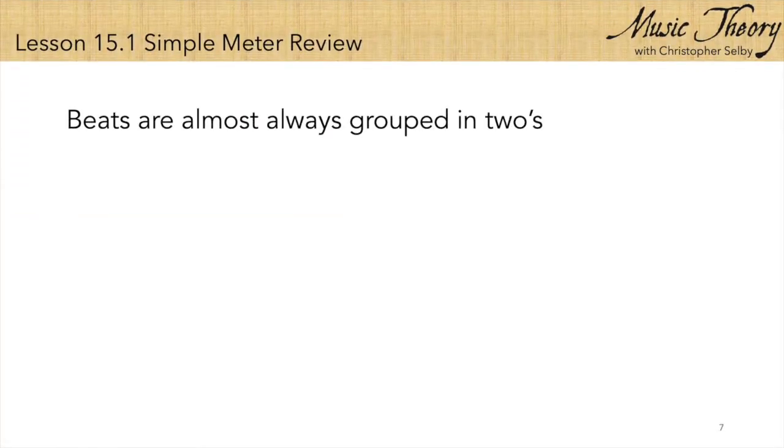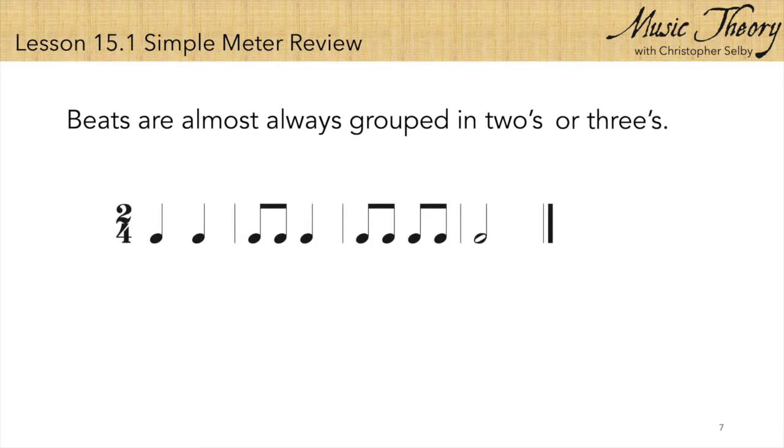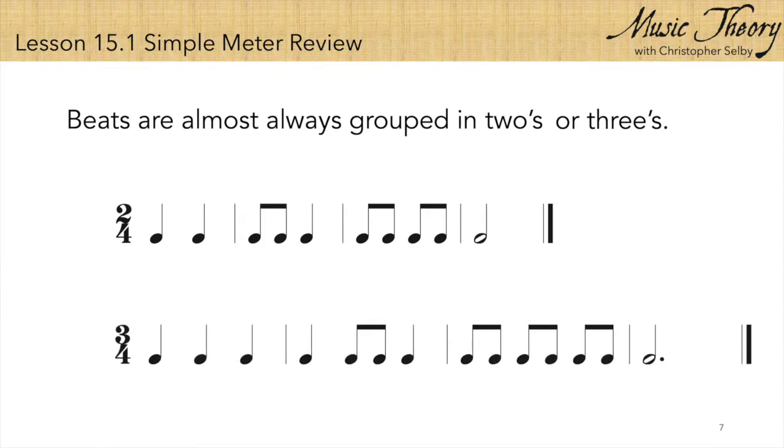Beats are almost always grouped in 2s or 3s. This example in 2/4 is counted 1, 2, 1 and 2, 1 and 2, and 1 and 2, and you can hear that the music is grouped in 2s. In 3/4, it sounds different. 1, 2, 3, 1, 2, and 3, 1 and 2, and 3, and 1, 2, 3.